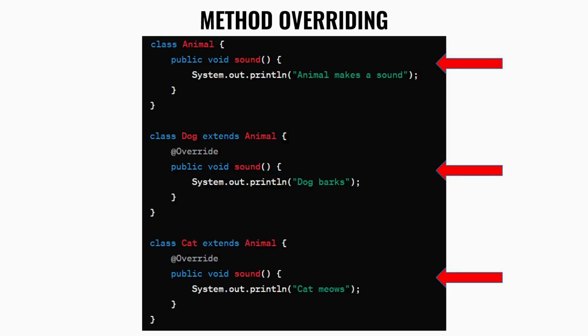Method overriding occurs when a subclass provides a specific implementation of a method that is already provided by its superclass. The method in the subclass must have the same name, same parameters, and same return type as the method in the superclass. Java decides which method to call based on the actual object at runtime. Let's see both of them in action in IntelliJ.